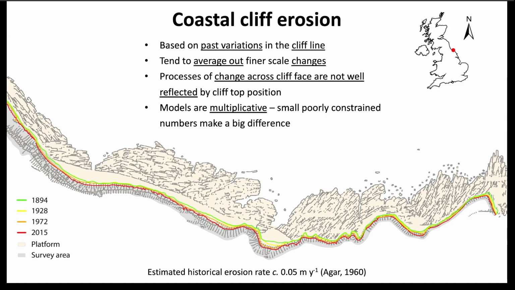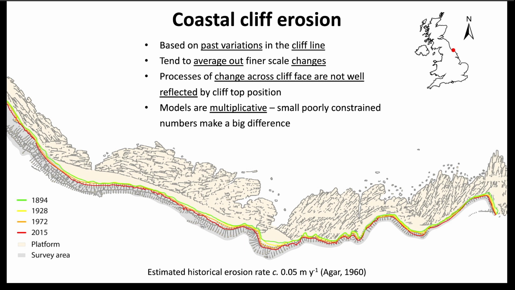So, coastal cliff erosion, our understanding and our modelling of future changes is commonly based on past variations in the mapped cliff line. And the data set displayed at the bottom of the slide here shows a couple of kilometres of coastline from the North Yorkshire coast in the UK, where we have a cliff which ranges from 35 to 70 metres in height. And the coloured lines there show 4 epochs of mapping data that have tried to identify the position of the edge of the cliff, from which we have an erosion rate of about 5 centimetres a year. This kind of approach tends to average out finer scale changes.